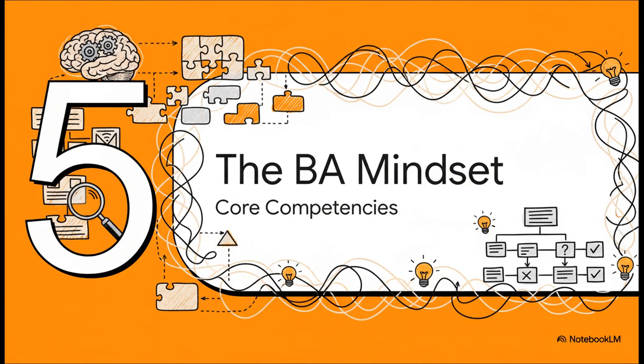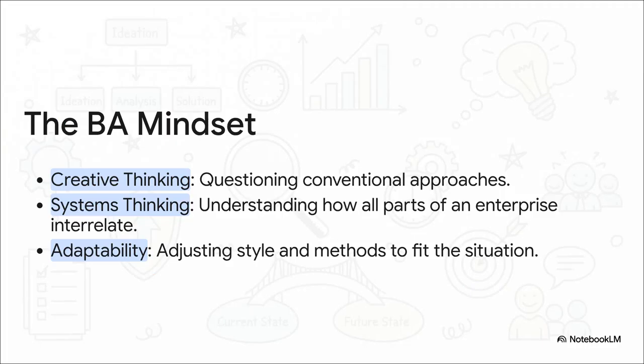But look, beyond all the charts and the techniques, what really separates a good BA from a truly exceptional one is their mindset. It's a specific set of core competencies that lets them not just survive, but thrive in complex situations. And it really comes down to three things. Great BAs are creative thinkers. They challenge the "that's how we've always done it" mentality. They're also systems thinkers, meaning they see the whole system and understand how changing one little thing over here can create huge ripple effects over there.